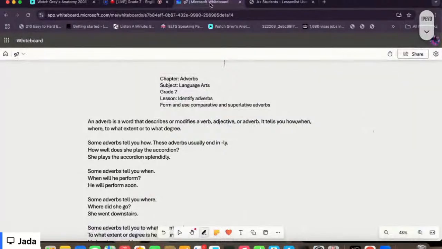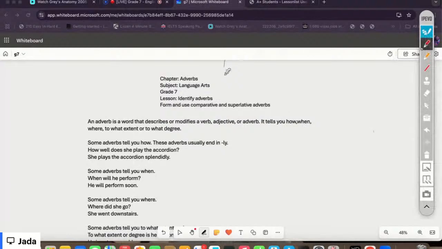Today, our lessons will be from Adverb. First, you have to log in using aplusstudent.com. You click on your name, you move to the language at grade 7, the chapter is Adverb, and we will complete the lessons today, which will be identify adverb, form and use comparative and superlative adverb. We have 4 lessons under the adverb, but we will take up 2 today, and then the next time we will finish up the remaining 2.